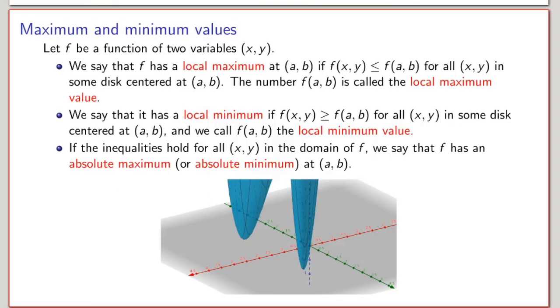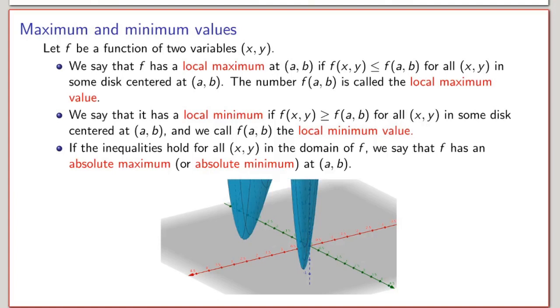Let me start by defining the concept of maxima and minima for functions of two variables. So let f be a function of two variables x and y. We say that f has a local maximum at a point (a,b) if f(x,y) is less than or equal to f(a,b) for all (x,y) near the point (a,b). And by near, what we mean here is for all (x,y) in some disk centered at (a,b). And the number f(a,b) is called the local maximum value.